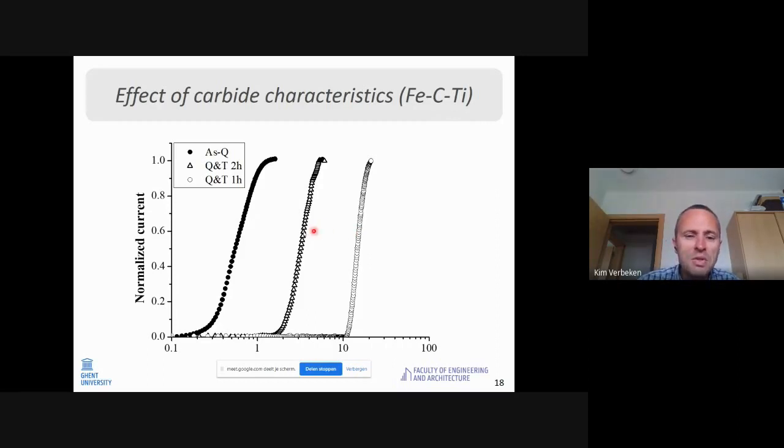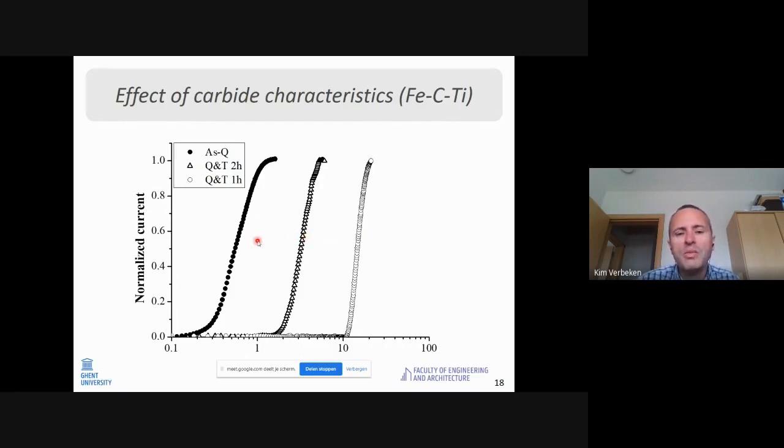And here you see this effect on the diffusion coefficient, because the diffusion goes faster again. When the titanium carbides are larger, they become less efficient in trapping the hydrogen, and as such, they slow down the diffusion in a less efficient way. So with additional tempering, you are actually moving from a diffusion coefficient towards, again, the S-quenched structure.